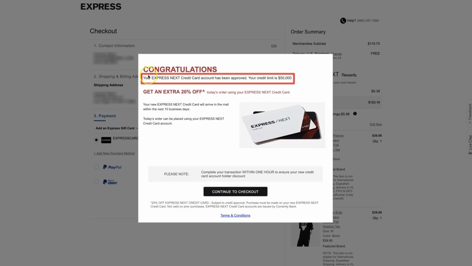So congratulations, your Express Next credit card account has been approved. Your credit limit is $50,000. Get extra 20% off today, blah blah blah. So now I just added this credit limit to my overall credit report, which is going to help tremendously because that's now when they're checking your credit balance.